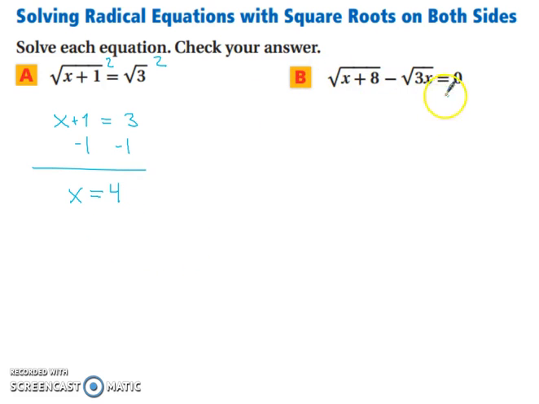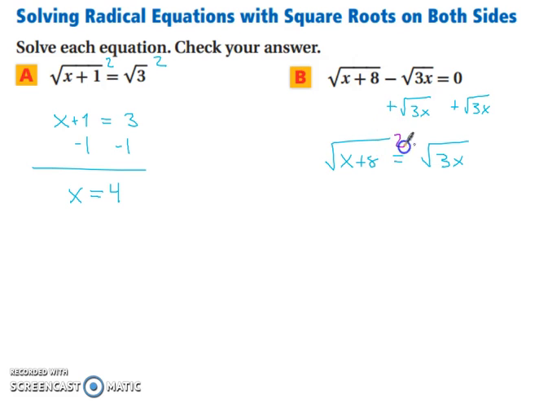Notice how in B, both square roots are to the left. So therefore, you need to move one of them to the other side. So we're going to add the square root of 3x to both sides, providing us with a square root on both sides of the equation. So we have the square root of x plus 8 equaling the square root of 3x.